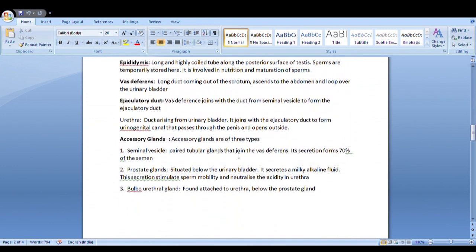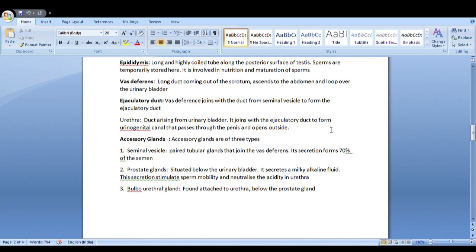Accessory glands are of three types. They are the seminal vesicle, you have seen it, paired tubular glands. Its secretion forms about 70% of the semen. It joins with the vas deferens. That we have seen already. Next comes the prostate gland situated below the urinary bladder. It secretes a milky alkaline fluid. This secretion stimulates sperm mobility and neutralizes the acidity in urethra. Bulbourethral gland found attached to urethra below the prostate gland.